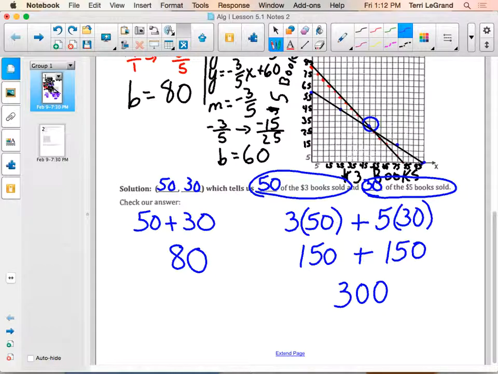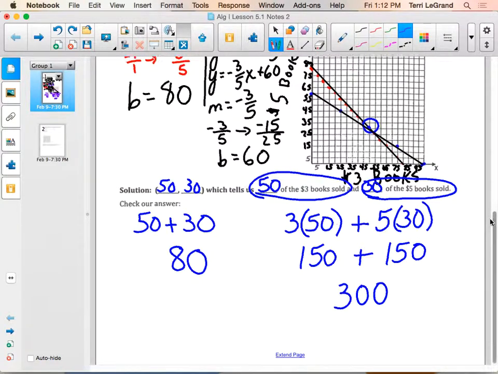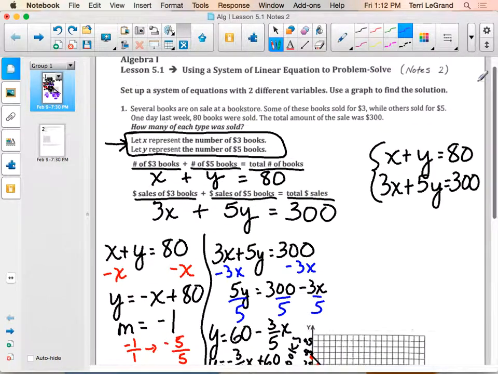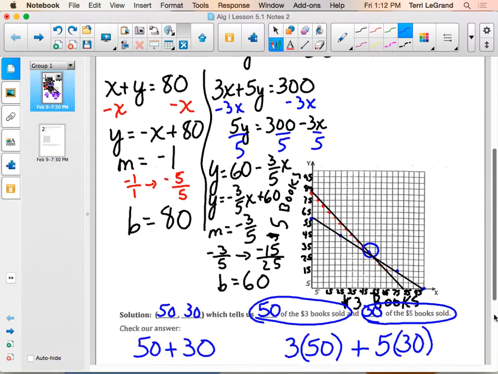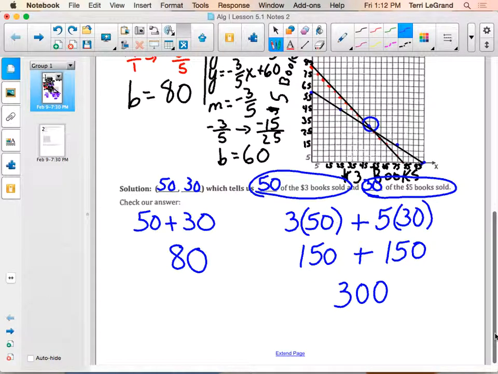Okay, so let me just reinforce the things that you need to do for these work problems. You have 3 of them to do on your homework. First, you need to start by identifying what x and y are going to represent. I did that for you in this one, but I put a box around it so it draws attention to it. You have to set up your own system of equations. Then you graph your system of equations, and then you answer the question that was actually being asked. The question in this one was, how many of each type was sold? So we said 50 of the $3 books sold, 30 of the $5 books sold. We don't just give the ordered pair answer.